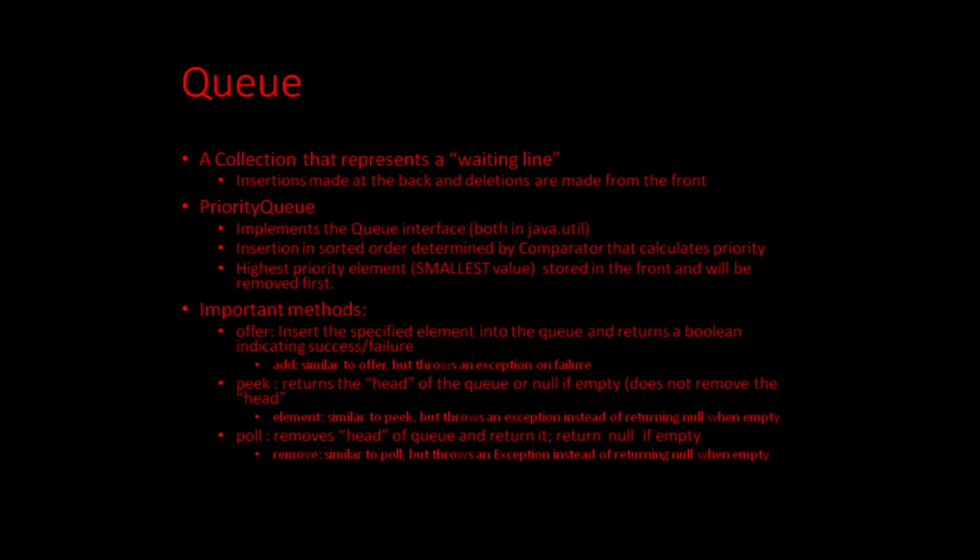when it is empty. The poll method removes the head of the queue and returns it. Poll will return null if the queue is empty. The remove method is similar to poll, but it will throw an exception instead of returning null when the queue is empty.